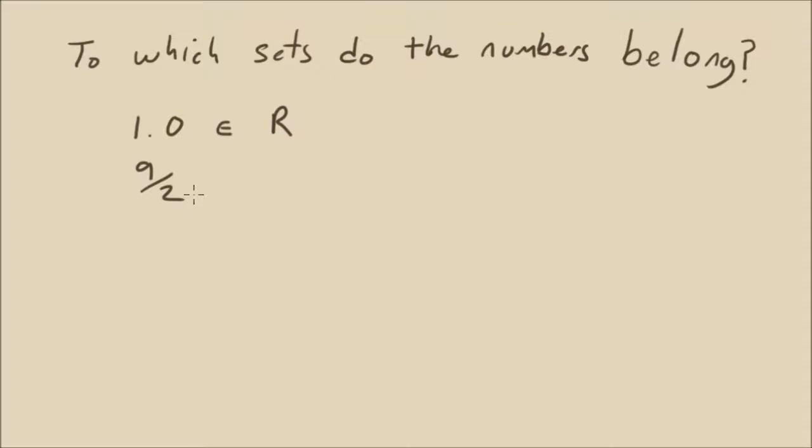So 9 over 2. Well, when we do our division of 9 over 2, do we get an integer? No, we get 4.5. So that means that 9 over 2 can't be an integer, but it's definitely a rational number because we got an integer 9 divided by another integer 2, and the bottom integer is not 0. So we've met our rules. And because it's in this set, it's also a member of real numbers.